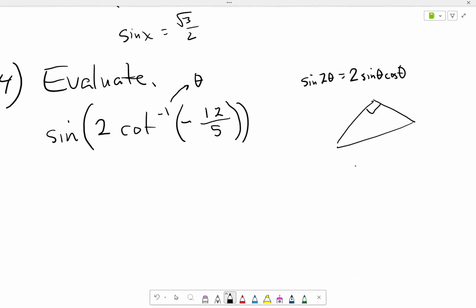Cotangent lives in quadrants 1 and 3. Since it's negative, I'm looking for quadrant 2. So not just a right triangle. Now you don't have to do it this way, but I highly recommend you do this. And then we have our triangle.